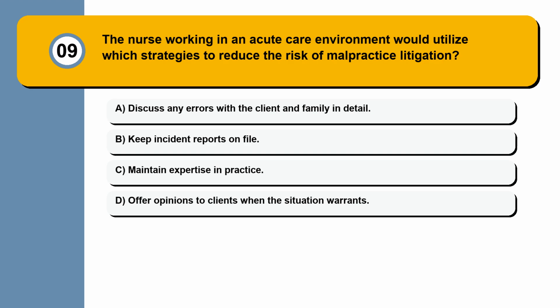Question 9. The nurse working in an acute care environment would utilize which strategies to reduce the risk of malpractice litigation? Discuss any errors with the client and family in detail. Keep incident reports on file. Maintain expertise in practice. Offer opinions to clients when the situation warrants.